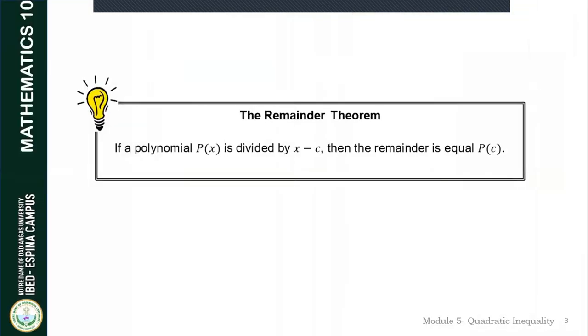When we say remainder theorem, if a polynomial p of x is divided by a binomial x minus c, then the remainder is equal to p of c. So ibig sabihin daw, for us to know what will be the remainder when we divide a polynomial by a binomial in the form x minus c, we will just substitute the value of c to our polynomial p of x.